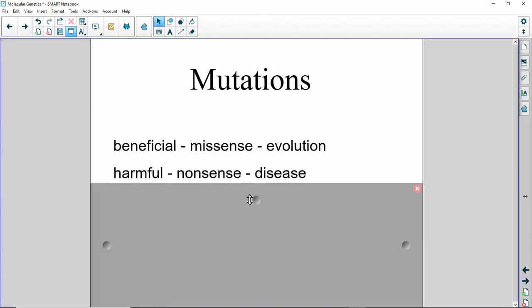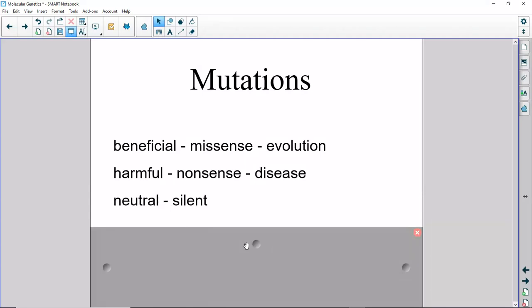There are three avenues of mutations. A beneficial mutation is a change in the gene sequence, called a missense, and that actually creates new variations of a trait, which is a good thing, especially in evolution, which we'll get to next week. Harmful mutations, nonsense mutations, are the disease mutations, which change the normal function of a trait. And neutral, silent mutations have no effect on the functioning of a specific trait or feature. So, three different areas, but notice beneficial and harmful can happen in the same way.